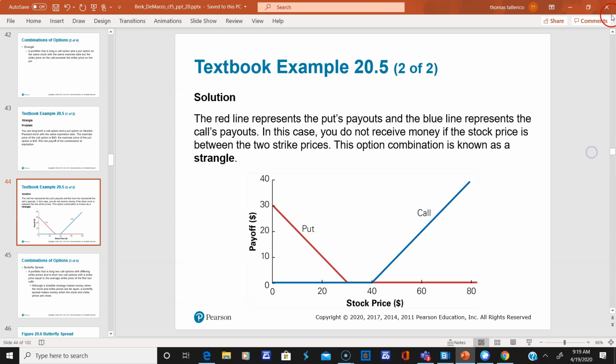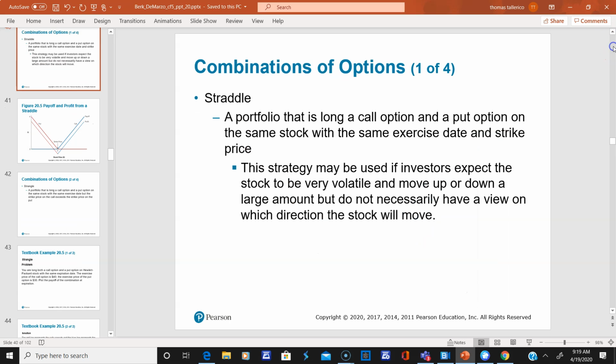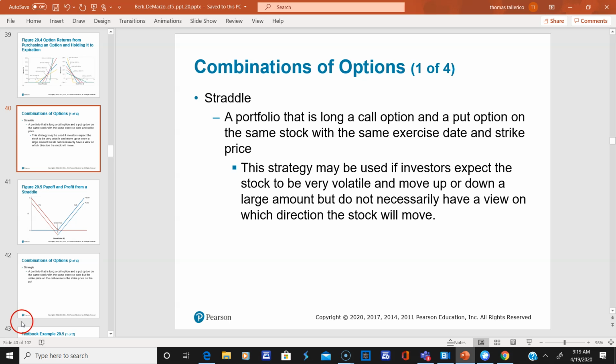And vice versa for the put option. So here's the graph for a put option, right? So here's the call, and here's the put. All right, so now you can combine options, right? You can buy more than one option, obviously different types, and combine them.